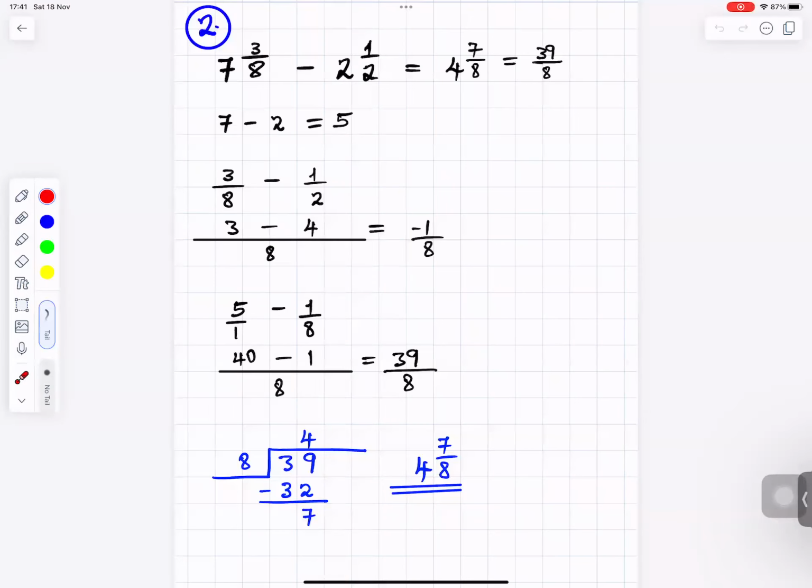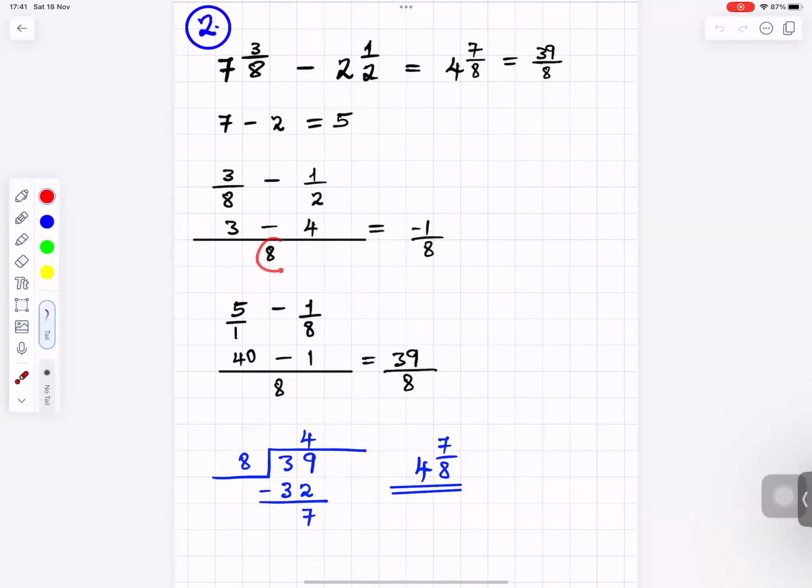Question number 2. 7 and 3 over 8 minus 2.5. We start by subtracting the whole numbers. 7 minus 2 gives you 5. Now we subtract the fractions: 3 over 8 minus 1 over 2.